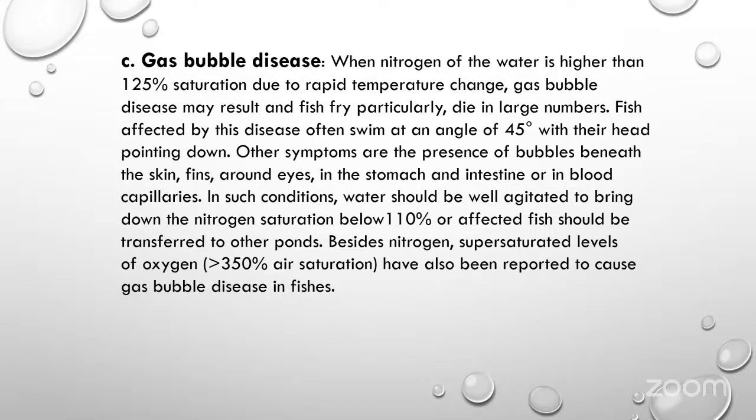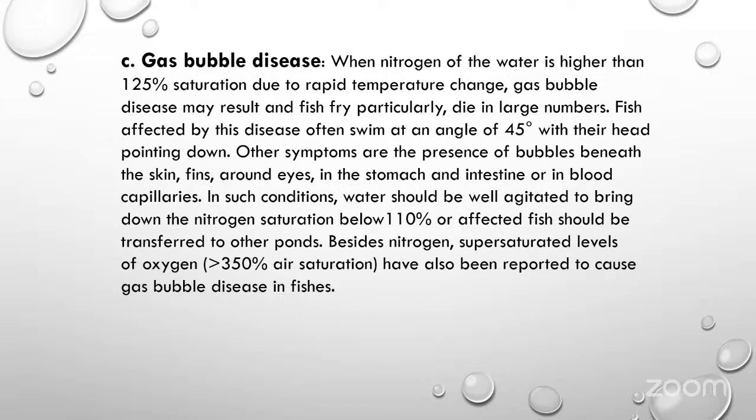Next is gas bubble disease. When nitrogen of the water is higher than 125% saturation due to rapid temperature change, gas bubble disease may result in, and fish fry particularly die in large numbers. Fish affected by this disease often swim at an angle of 45 degrees with their head pointing down. Other symptoms are the presence of bubbles beneath the skin, fins, around eyes, in the stomach, and intestine, or in blood capillaries also. In such conditions, water should be well agitated to bring down the nitrogen saturation below 110 percentage.